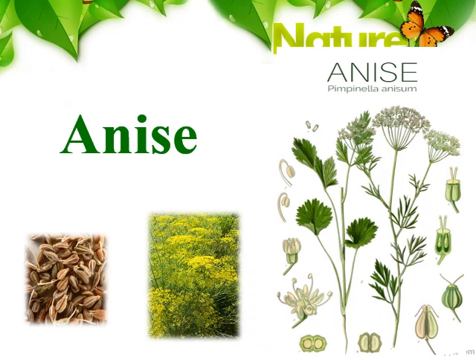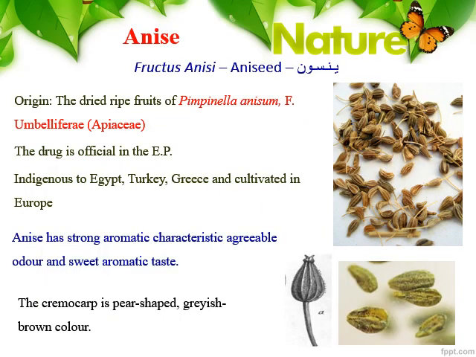Second umbelliferous fruit is anise: dried anise fruits, anise herb with flower, and a diagram of the anise herb. Anise or Fructus anisi or aniseed, dried ripe fruits of Pimpinella anisum, family Umbelliferae or family Apiaceae. The anise is official in the Egyptian pharmacopoeia under the name Fructus anisi, indigenous to Egypt, Turkey, Greece, and cultivated in Europe. The anise has a strong aromatic characteristic, agreeable odor with a sweet aromatic taste.